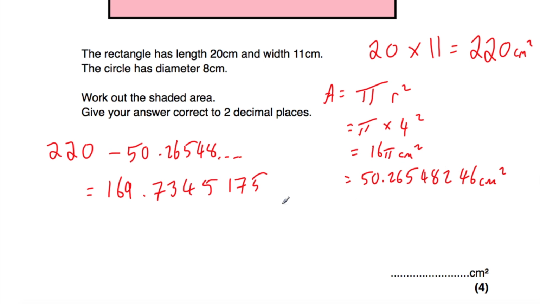And then we need to give our answer to two decimal places. So the two decimal places will be 169.7, and then the second decimal place will just be 3, because the next digit is a 4. We're not going to round up, so 73. So it's 169.73 centimeters squared, and that's it.